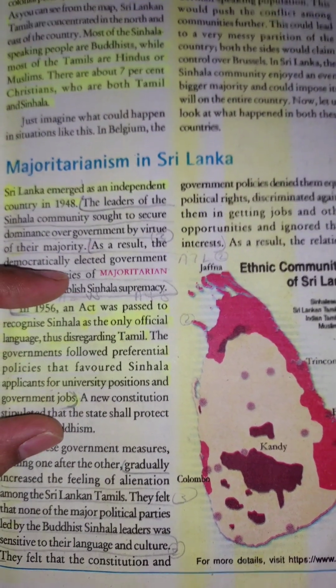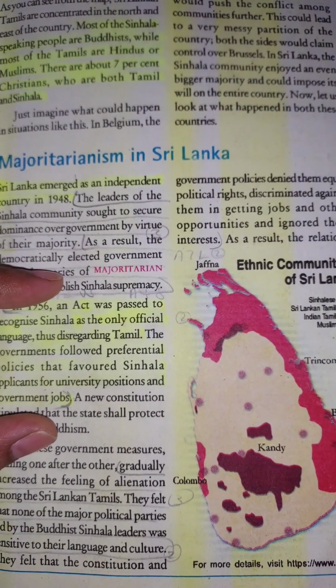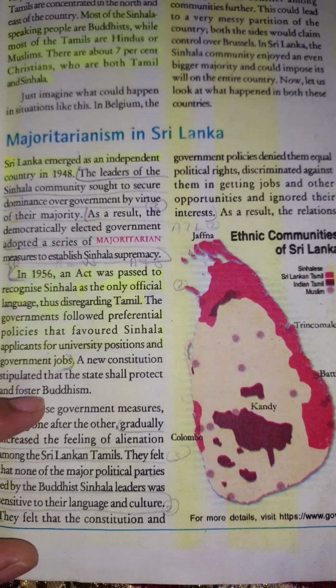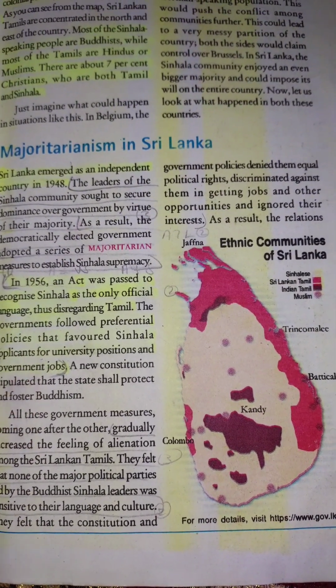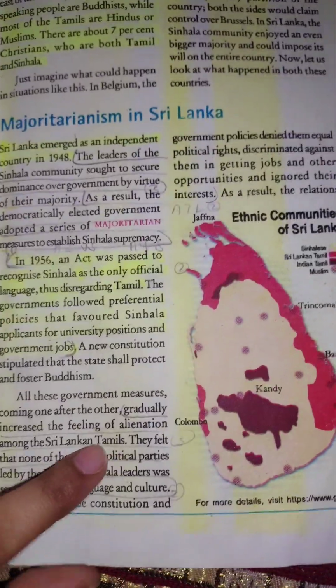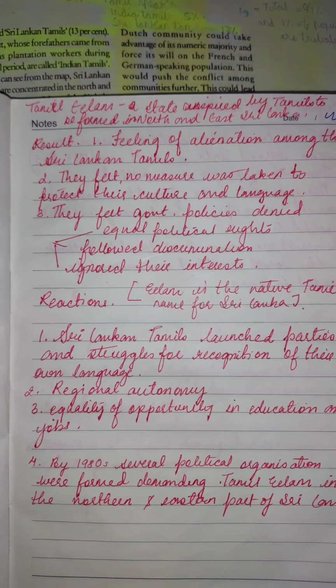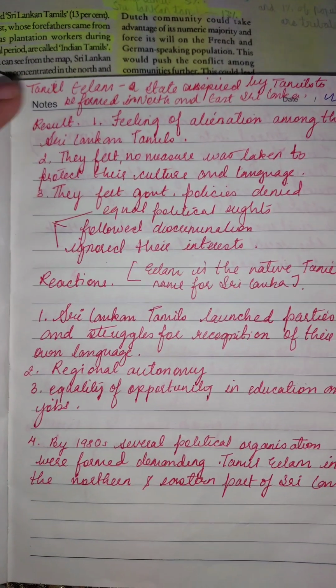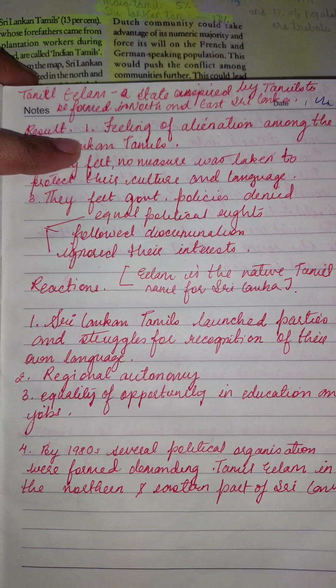So this portion is very important. From here, what steps were taken to develop supremacy in Sri Lanka? How can you say that the feeling of alienation developed in Tamils? These are the three points. You can see how I have marked here, or you can see from the notes which I have made. The feeling of alienation among the Sri Lankan Tamils developed.